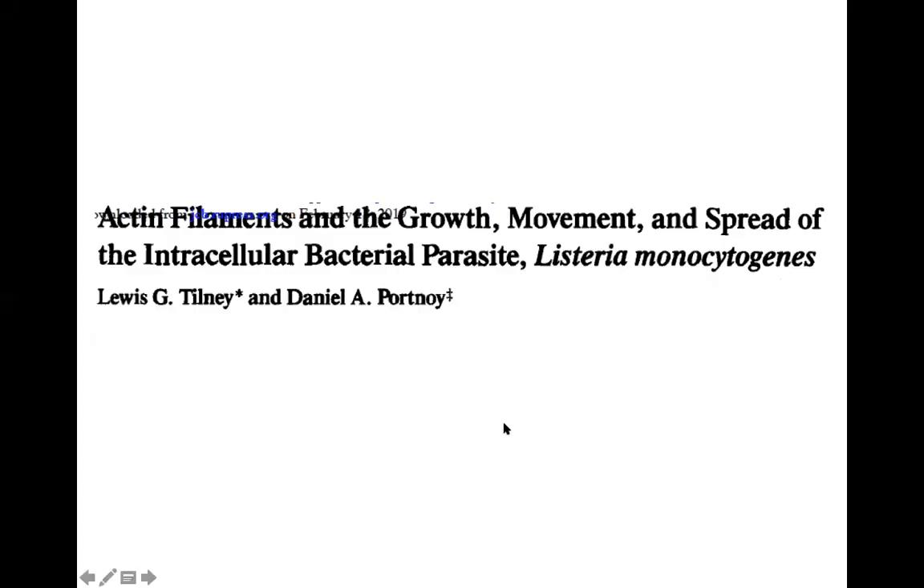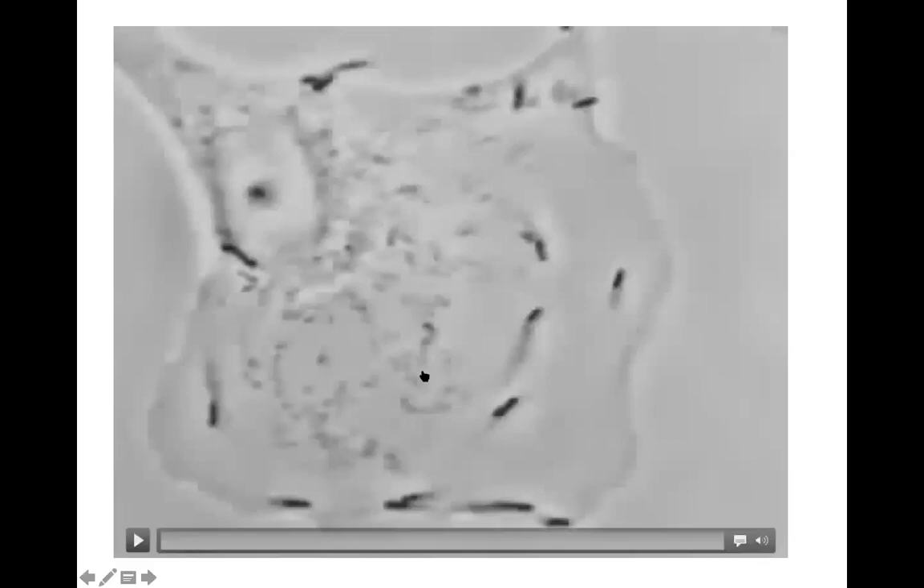Hi, class. This is going to be a short run-through of the fifth paper entitled Actin Filaments and the Growth, Movement, and Spread of the Intracellular Bacterial Parasite Listeria monocytogenes by Tilney and Portnoy. Before I get into the methods and then the results, I want to show you this film, which I'll also include in the lecture unit 5 on actin.